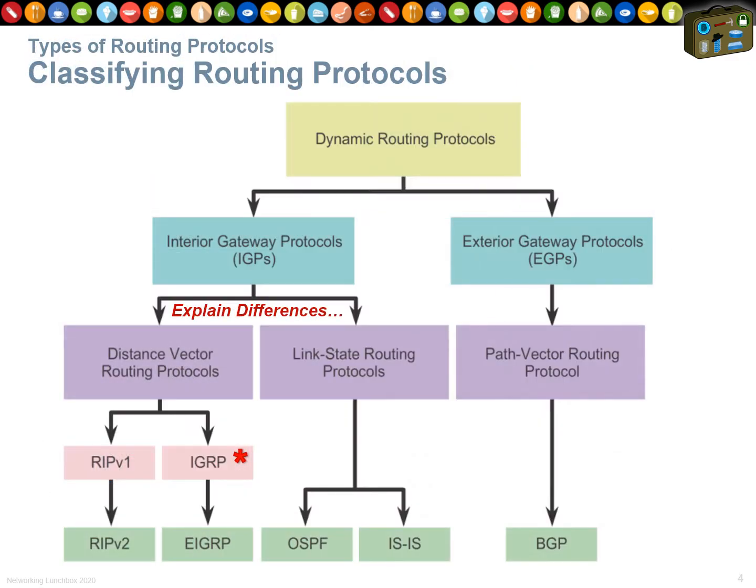So once again, history lesson. We've got interior and exterior. And as you can see, for exterior, there's pretty much only BGP. In the interior though, there are two broad categories, distance vector and link state. Distance vector routing protocols only know what's going on based on what their neighbor tells them. So they can only see what their neighbor has told them.